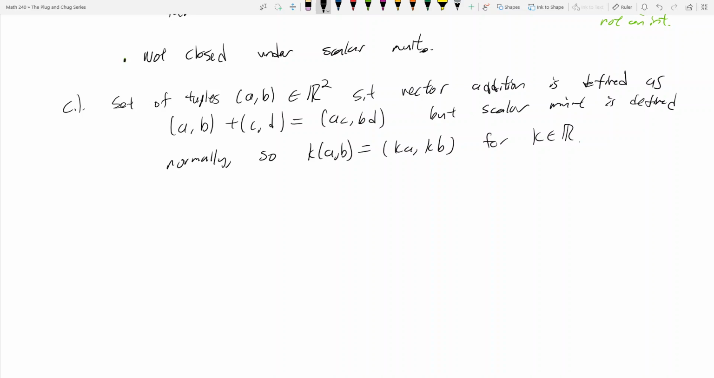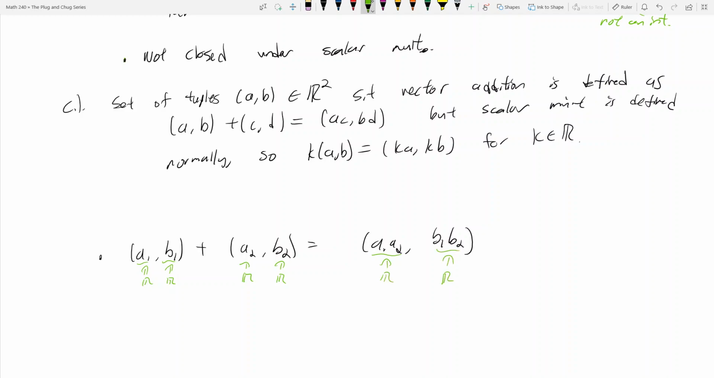And so if I have (a1,b1) plus (a2,b2), well, this is just equal to (a1a2, b1b2), like I have it defined by the addition operation. But the thing is, these guys, a1, b1, they're all real numbers. a2, b2, they're all real numbers. And so the multiplications of a1a2 and b1b2 are also real. And so this tuple then is in R2, right? And so it's closed under addition. Furthermore, it's closed under scalar multiplication, which is obvious because I'm taking k, which is a real number, and multiplying by a and b, all right? So it's closed under scalar multiplication.